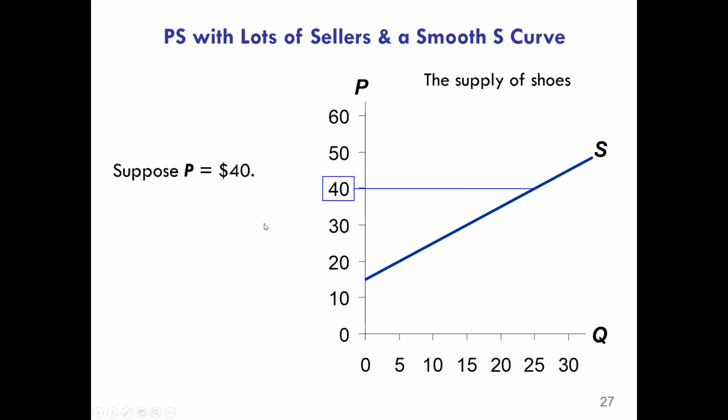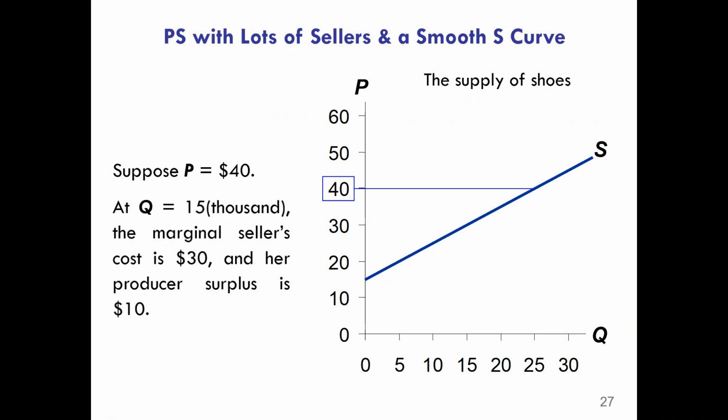So suppose price is $40. At a quantity of 15,000, the marginal seller's cost can be traced as $30, and hence the producer surplus is $10.